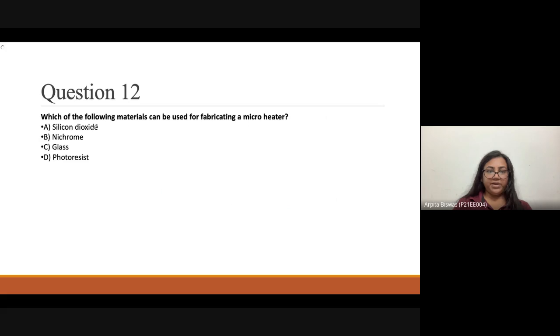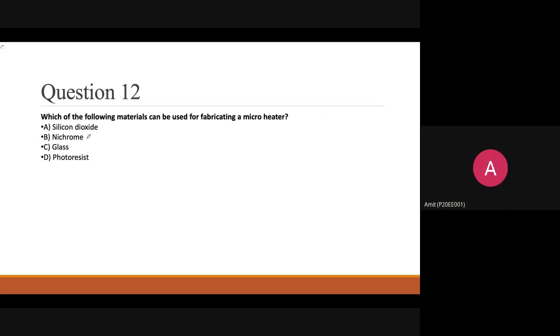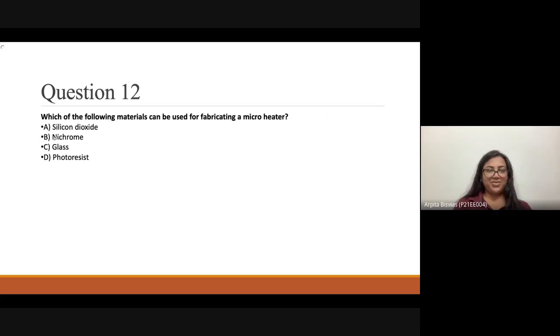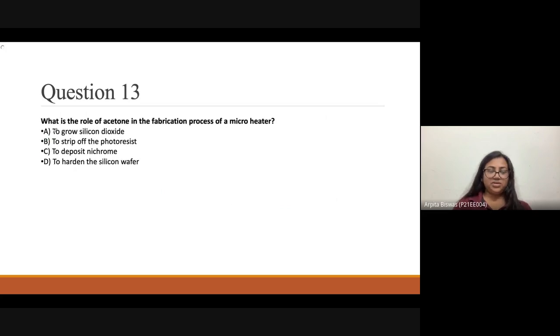Which of the following materials can be used for fabricating a micro heater? The first option is silicon dioxide, the second is nichrome, the third is glass, and the fourth option is photoresist. So, which of the following materials can be used for fabricating a micro heater? Option B. Yes, the right option is option B, the nichrome. Good.